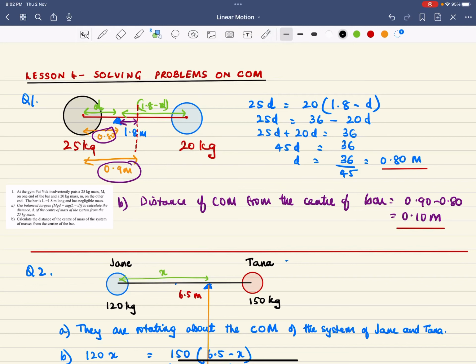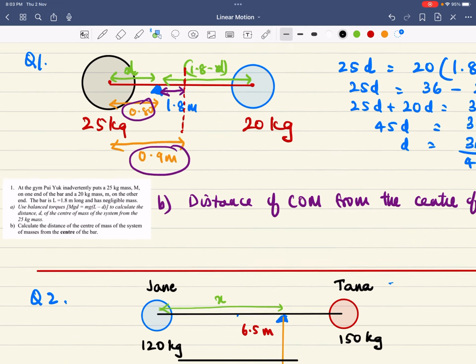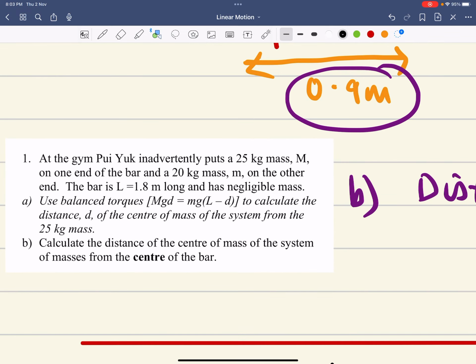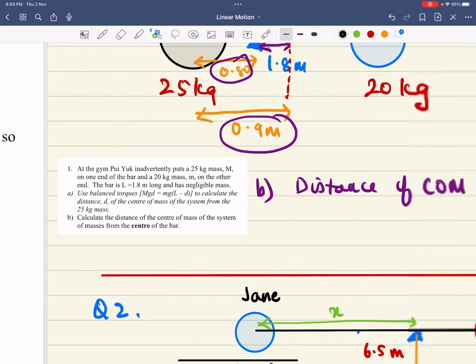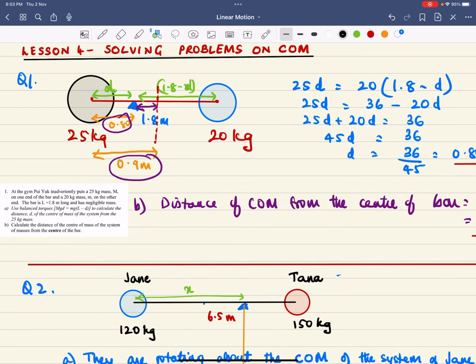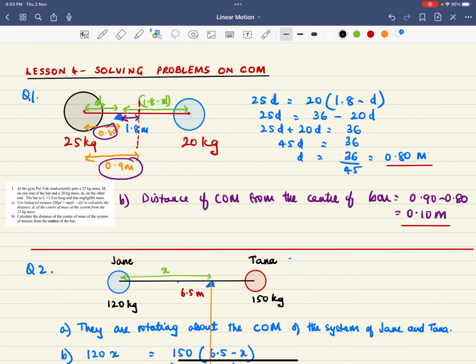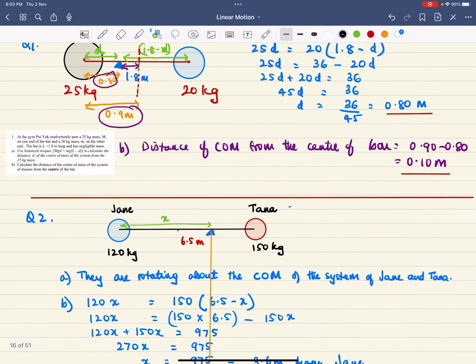This is Mrs. John, and this is lesson 4 for year 13 physics, and this lesson was solving problems on center of mass. I've copied the question over here so you can see what the question is, and here is the solution for that.